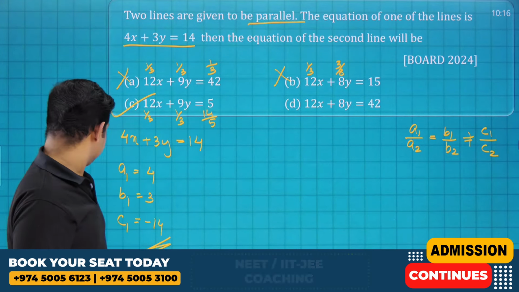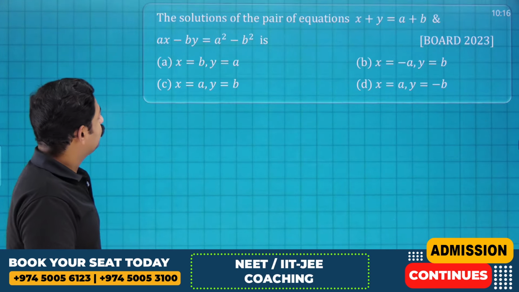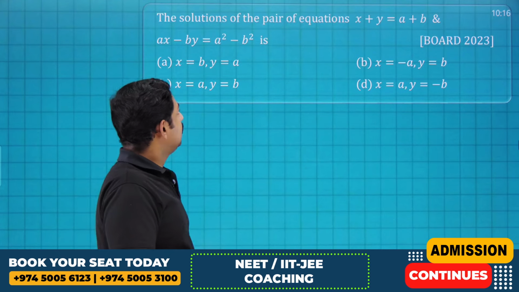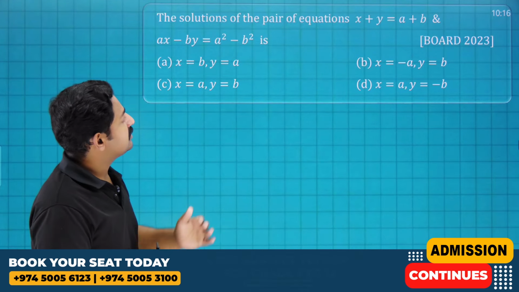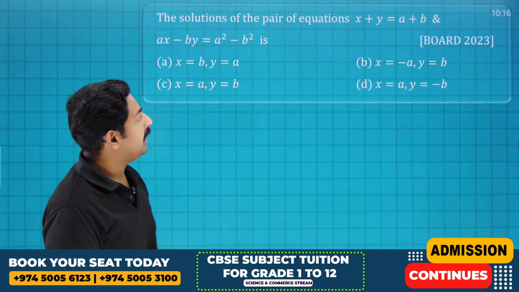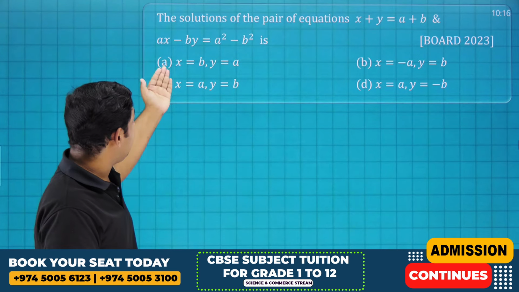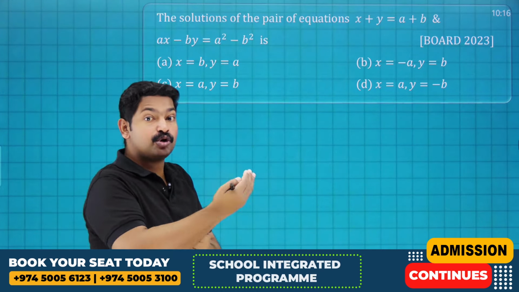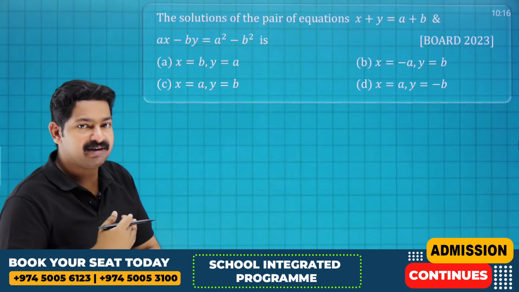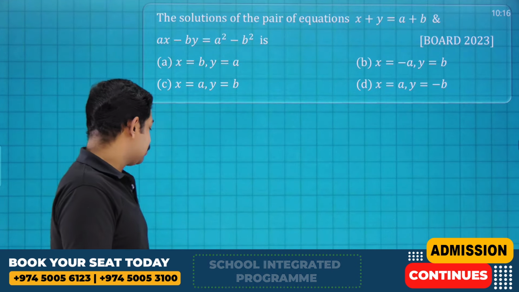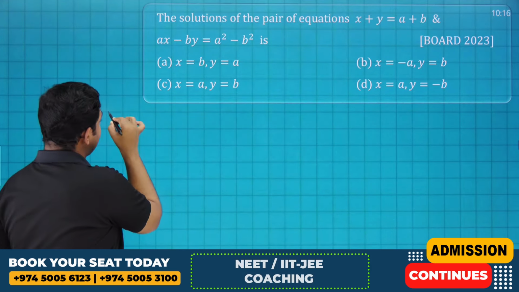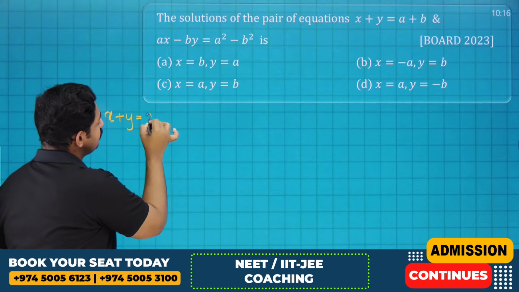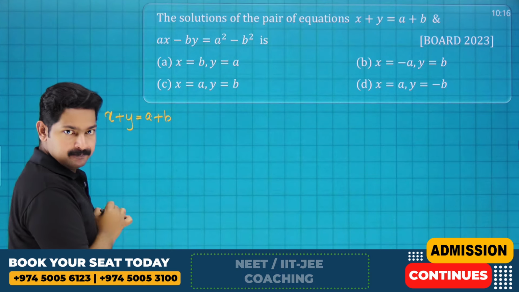Okay, so that's it. So we can move on to the next one. The solution of the pair of equations x plus y equal to a plus b and ax minus by equal to a square minus b square is. So that's the solution they are asking, the value of x and y. The first equation is x plus y is equal to a plus b.